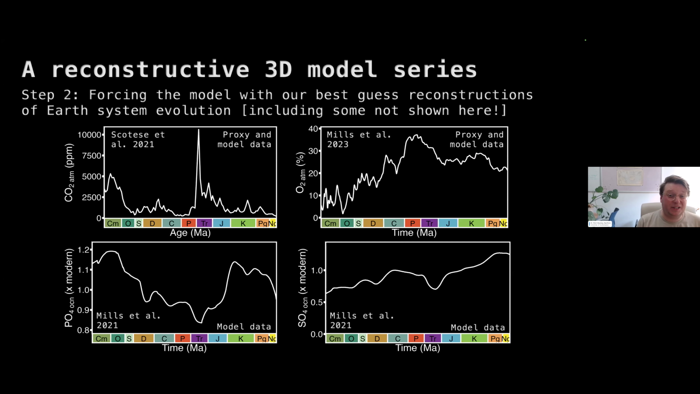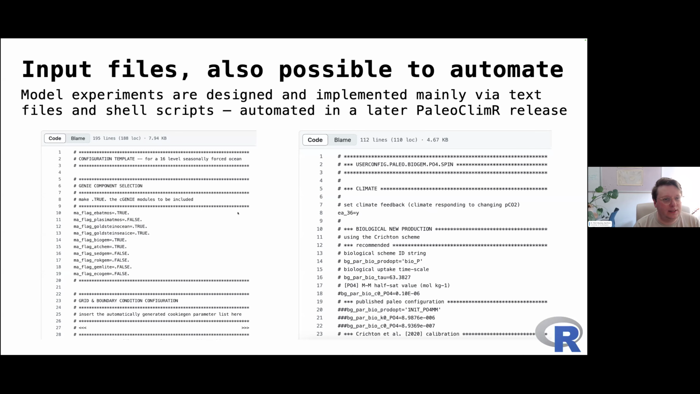The next step to actually producing a 3D series would be to force the model with best guess reconstructions at each point in time. So we're doing this by stage, which means essentially we have to draw a lot of different points along these curves and extract data and extract estimates that we would then use to force the models. So that's what goes into those two 100 or 200 line text files that I was flagging earlier on.